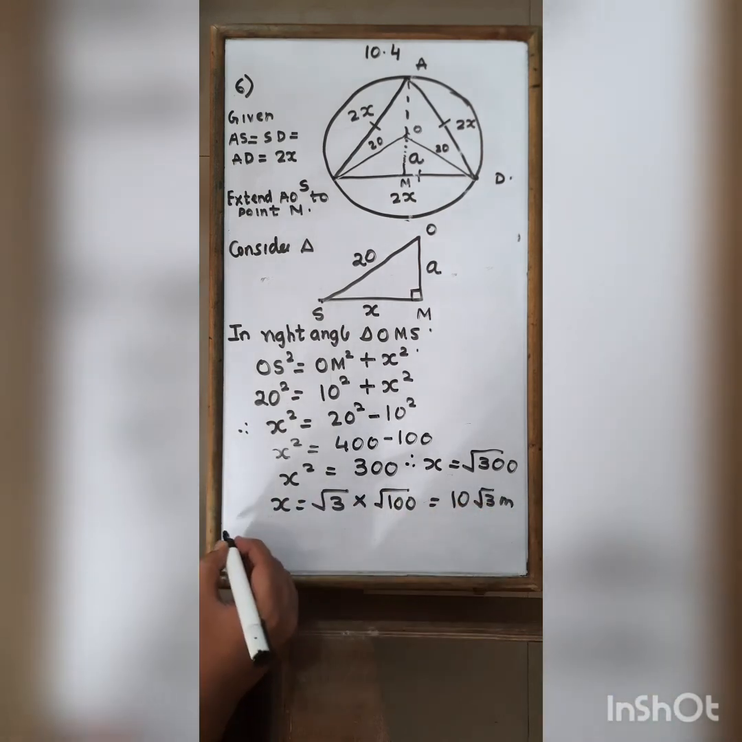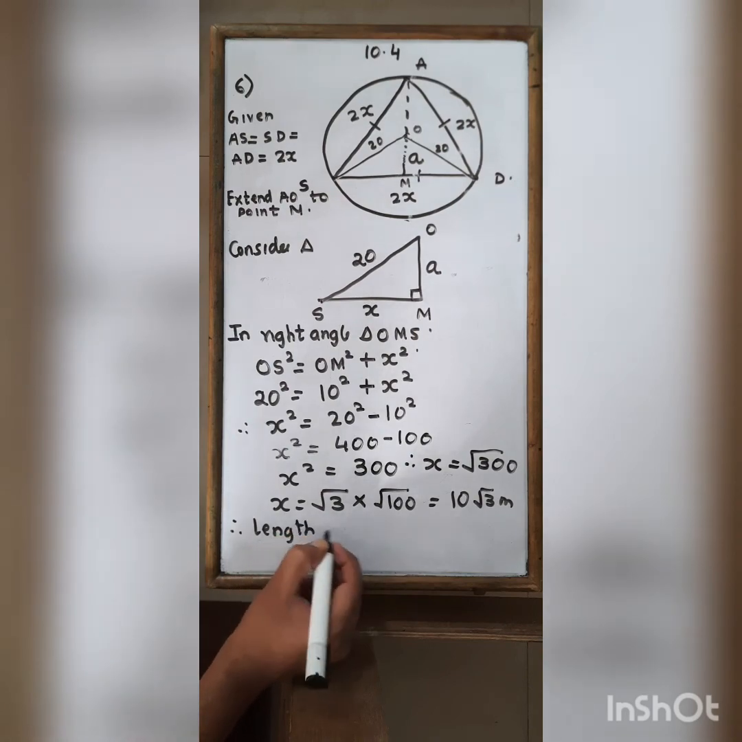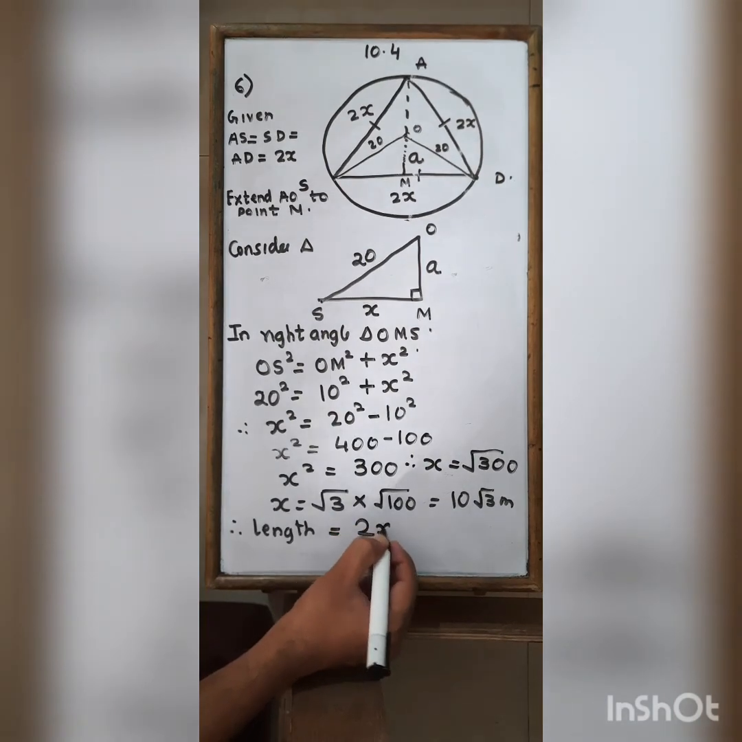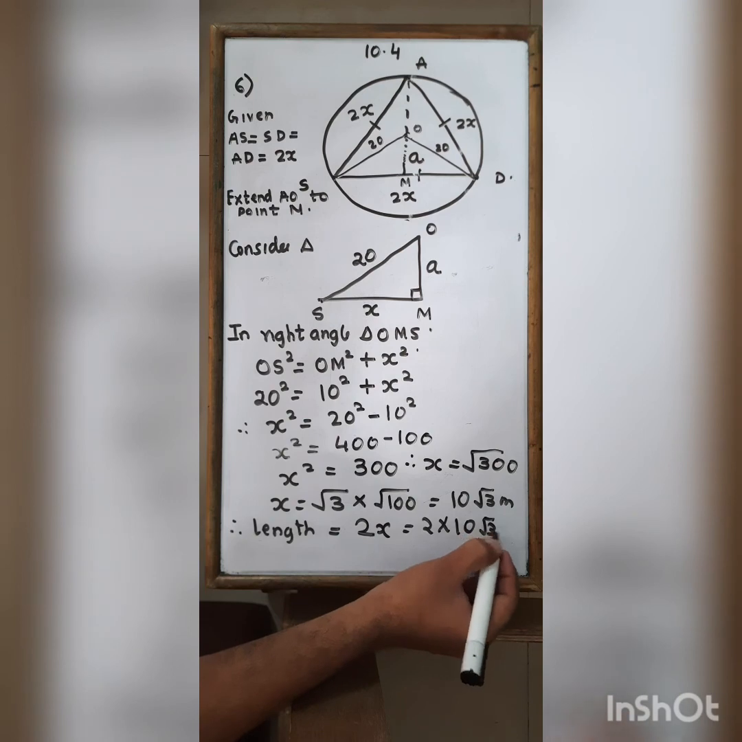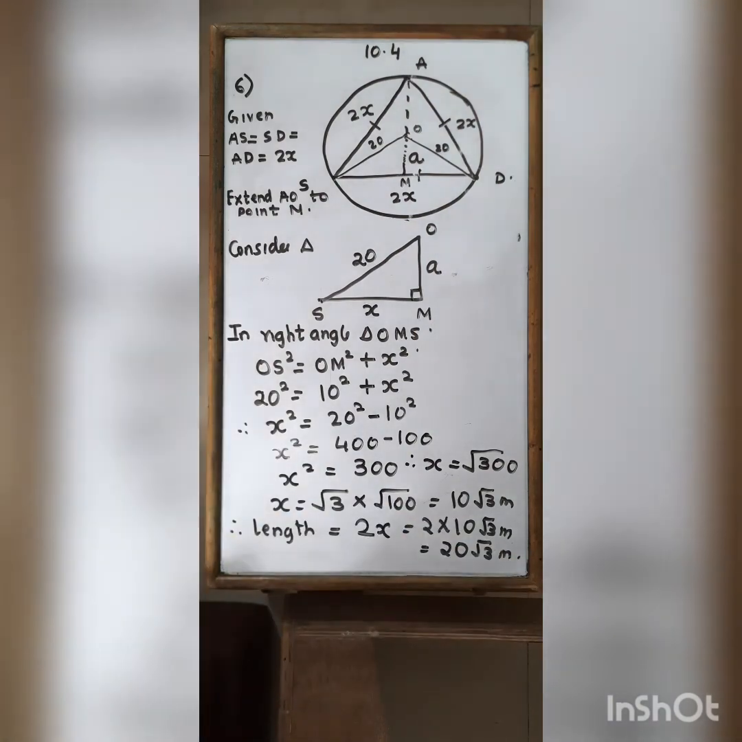meter. Now what is the length of the wire? Length is basically your 2x, right? So it is 2x. So this is 2 into 10 root 3 meter, which is equal to 20 root 3 meter. Okay, note it down.